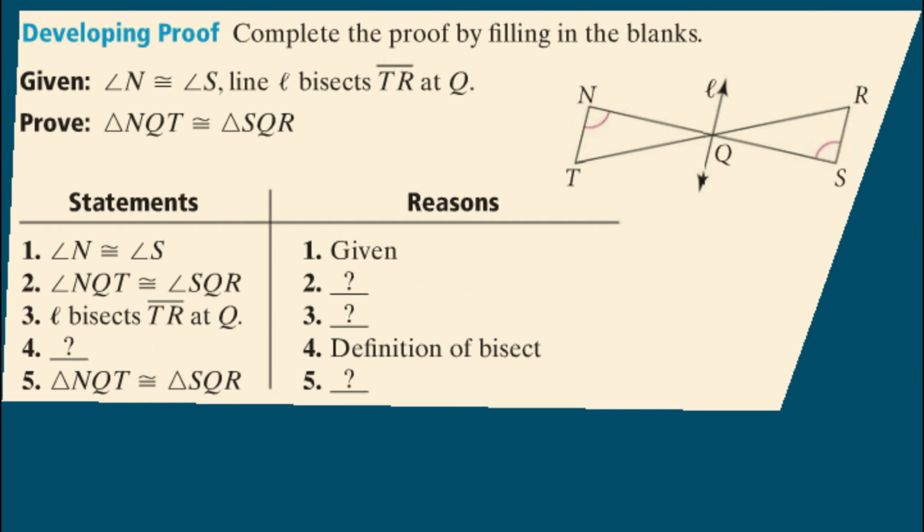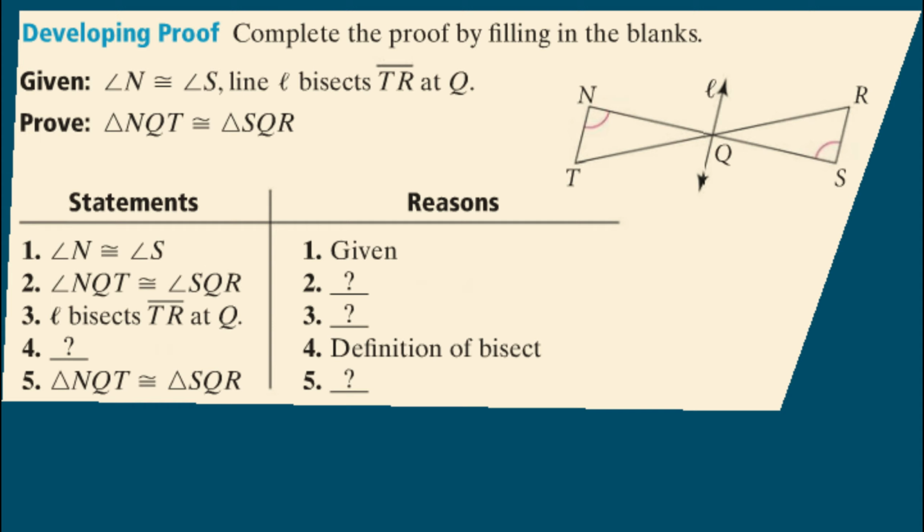Now, they've already laid out the proof for you pretty much, so it's not like you have to come up with it for yourself. You're just filling in the gaps. So what am I given? I know I'm given angle N is congruent to angle S. Okay, it's my first statement, the reason it's given. All right, my next one.